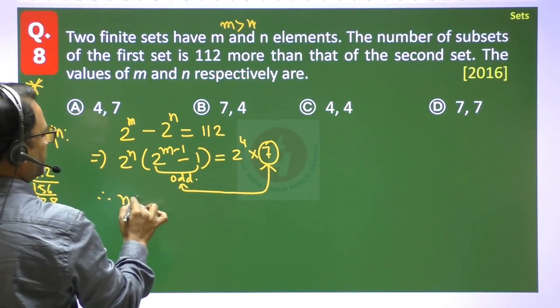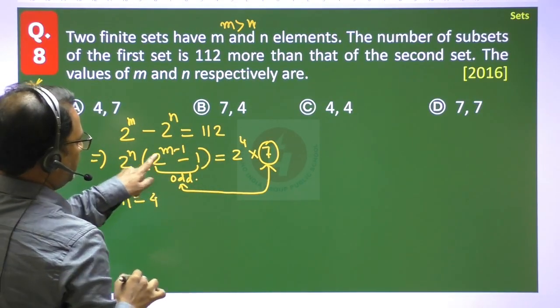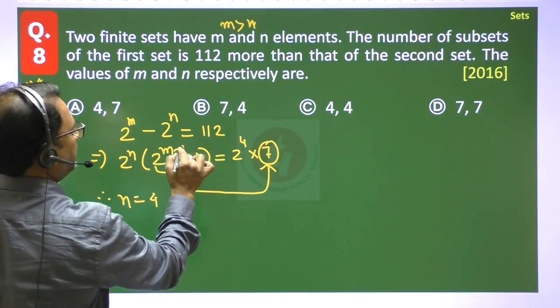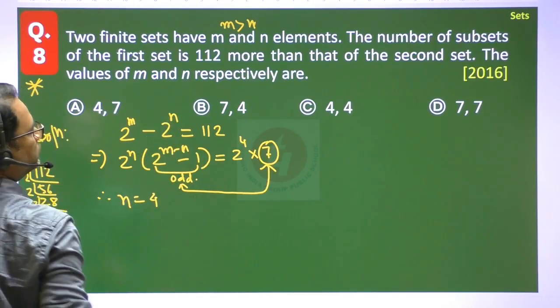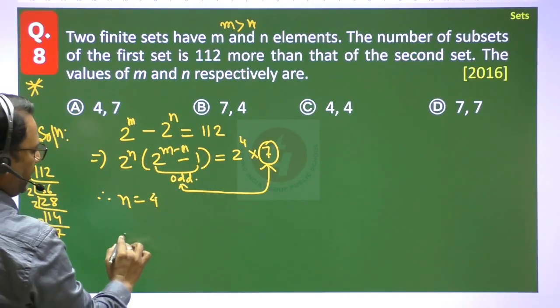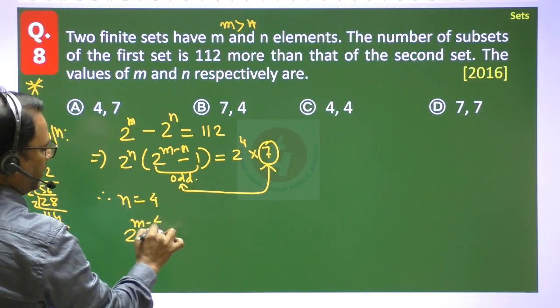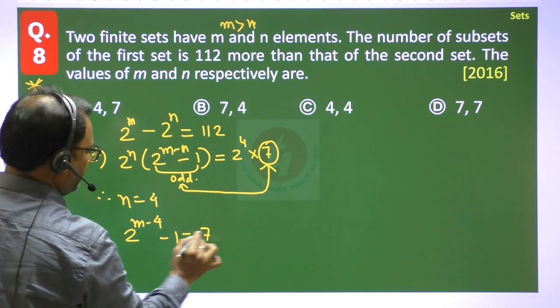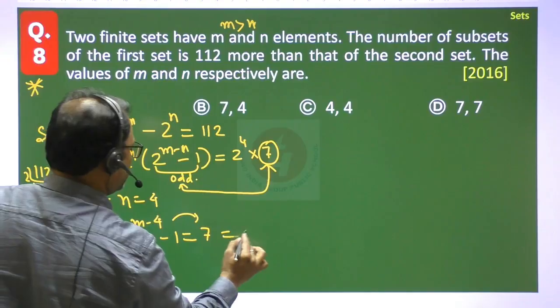From here we get n must be 4. If n is 4, then what will happen? This will be 2 to the power m minus n, because I am taking 2 to the power n common. So what will happen? 2 to the power n times (2 to the power m minus n minus 1) is equal to 7. Sending 1 to the right hand side, it will be what?